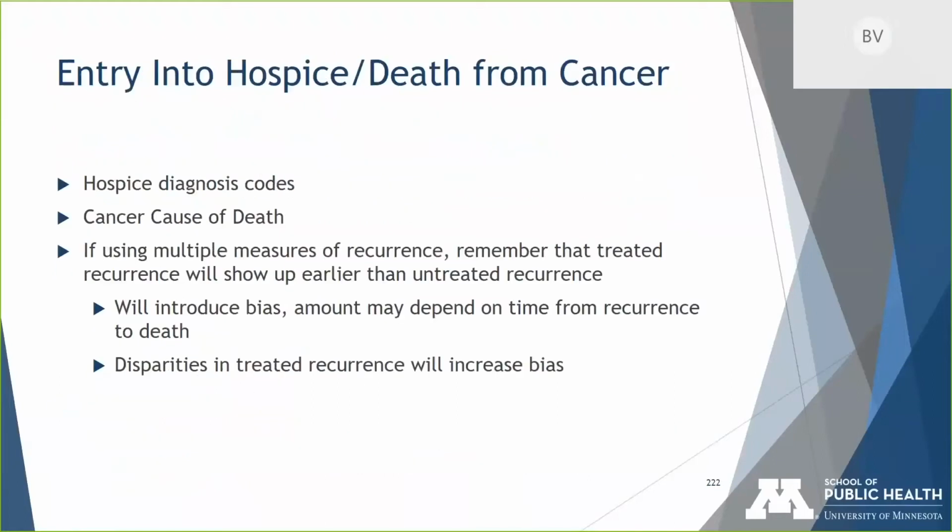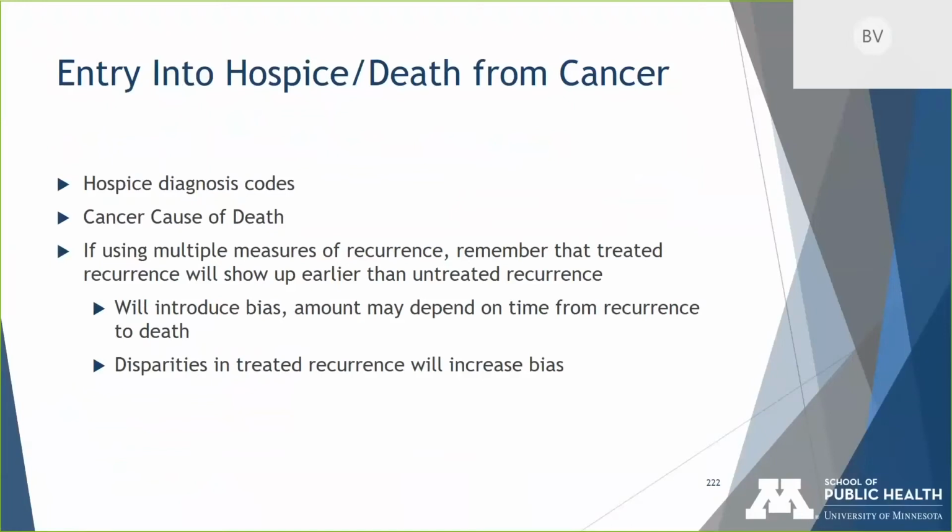So sometimes people will use entry into hospice or death from cancer as evidence of progression. There are diagnosis codes on the hospice claims. You can see why they are entering hospice, and if it's a breast cancer diagnosis on the hospice claim and their treatment for breast cancer was 2 years ago, you may say, okay, this is indicative of a recurrence. You can also find cancer cause of death on the SEER data.